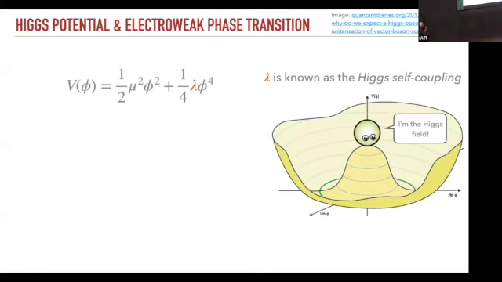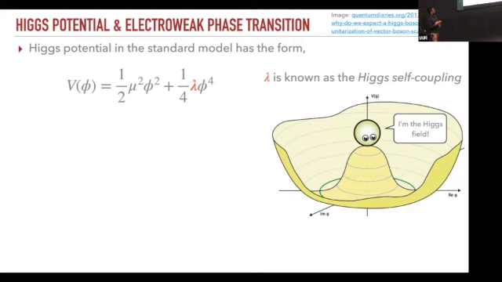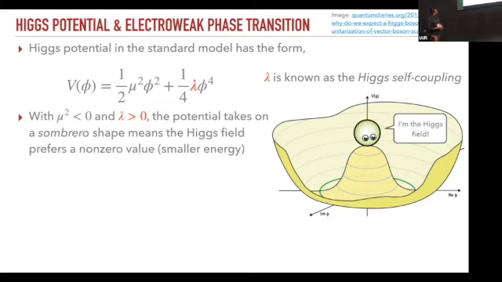So again, what are some of the basic elements of this theory of the Higgs boson? Well, there's this Higgs potential in the standard model that has this form. It's a quartic potential. There's this mu squared term, which is related to its mass, and then there's this lambda phi to the 4, which is related to essentially how it interacts with itself. This lambda is known as the Higgs self-coupling. With mu squared being negative and lambda being positive, this potential takes on this distinct sombrero shape, sometimes called wine bottle shape.